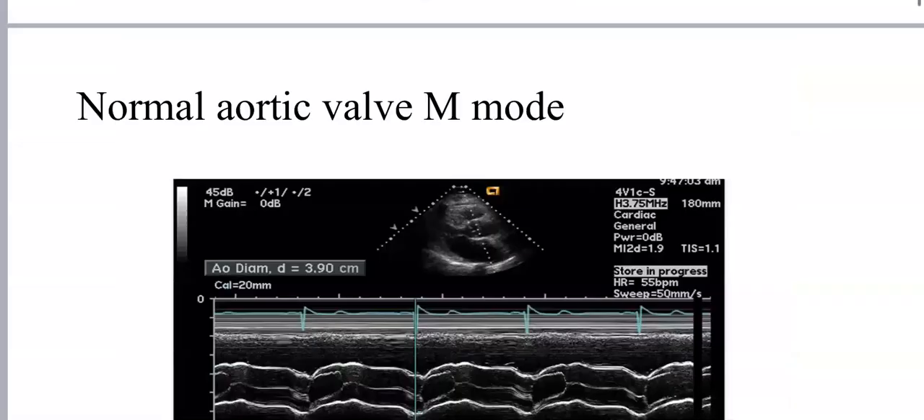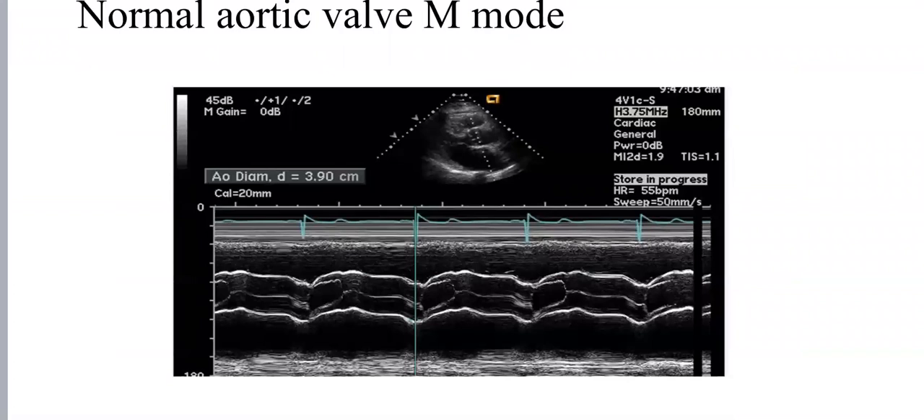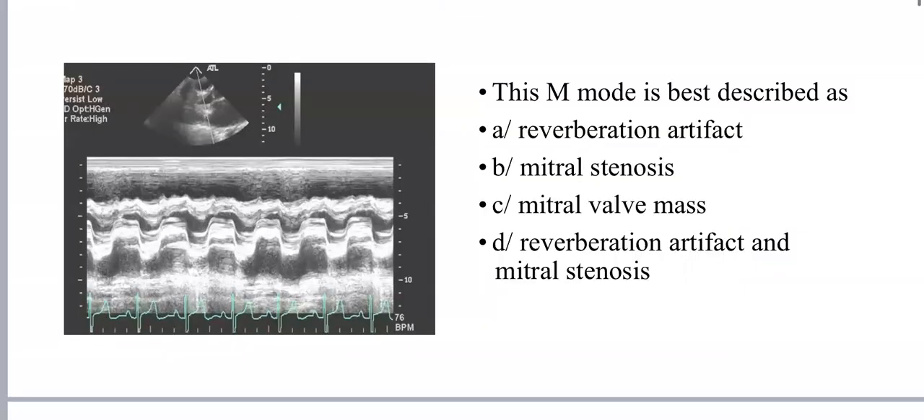Now, the normal aortic valve M mode looks something like this. It's a rectangular opening. It opens abruptly and closes abruptly. Okay, that's how it looks like. And probably you are so accustomed to seeing it this way. Okay, now what about this one? This M mode is best described as: A, reverberation artifact; B, mitral stenosis; C, mitral valve mass; D, reverberation artifact and mitral stenosis. Which one are you choosing?